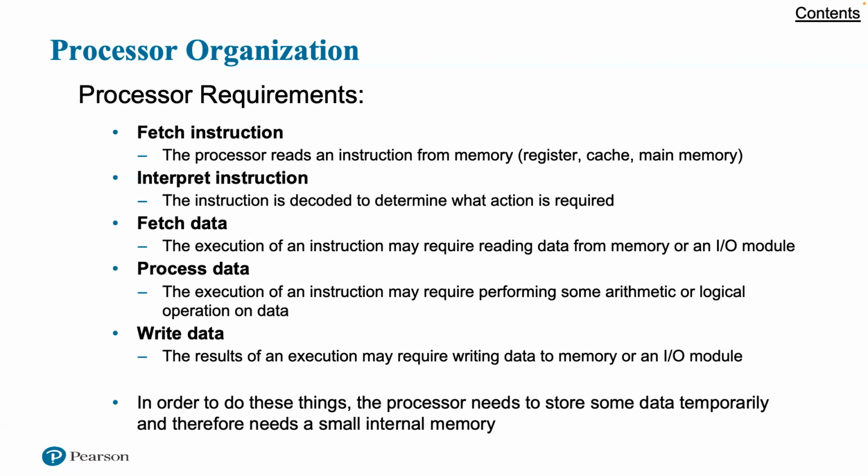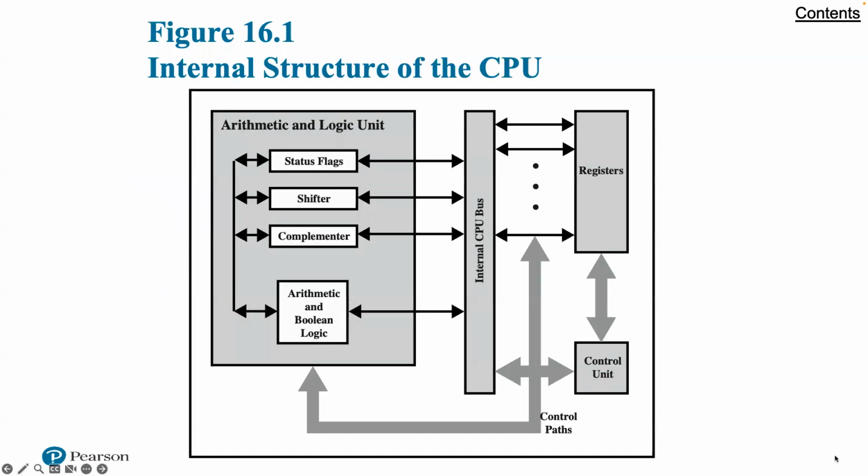To do these things, it should be clear that the processor needs to store some data temporarily. It must remember the location of the last instruction so that it can know where to get the next instruction. It needs to store instructions and data temporarily while an instruction is being executed. In other words, a processor needs a small internal memory. We have talked a little bit about that, and now we'll get into some of those details with a little bit more fidelity.